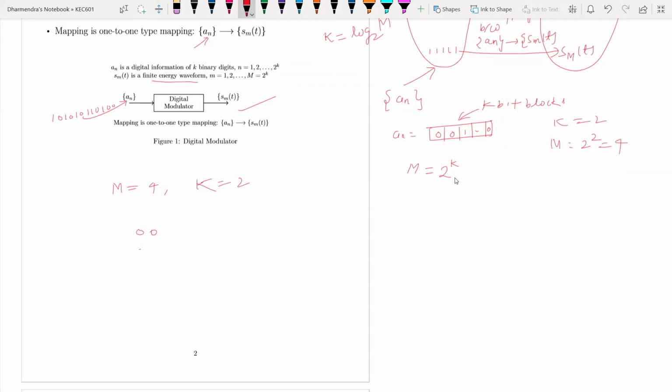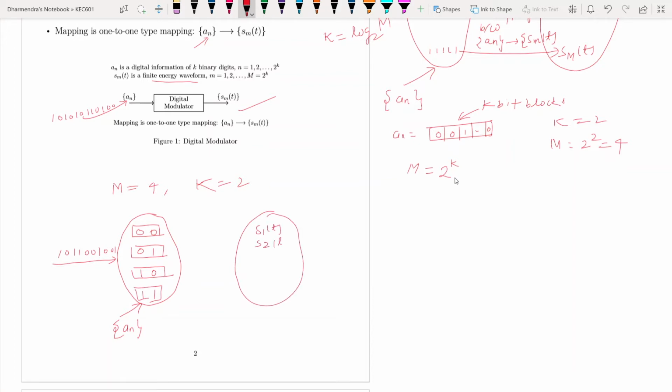So 00, 01, 10, 11. This is the set of these a_n 2-bit blocks. Suppose you have 1 0 1 0 0 1 0 like this. So first we choose 2-bit blocks of binary information like this. Now in this set there are 4 waveforms: s_1(t), s_2(t), s_3(t), and s_M(t).